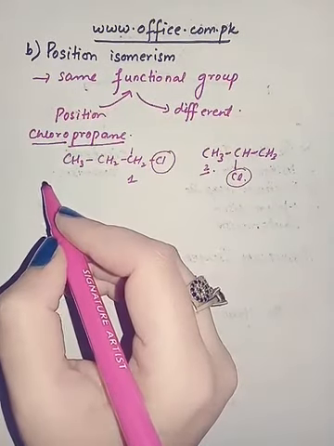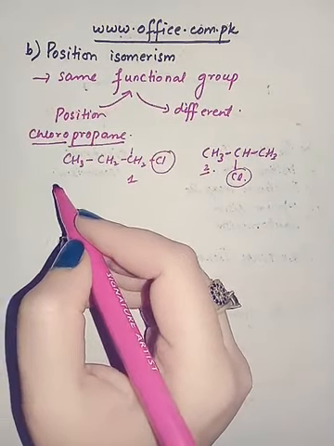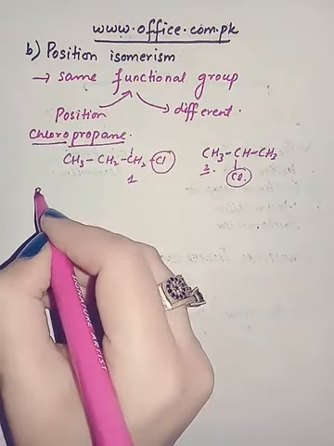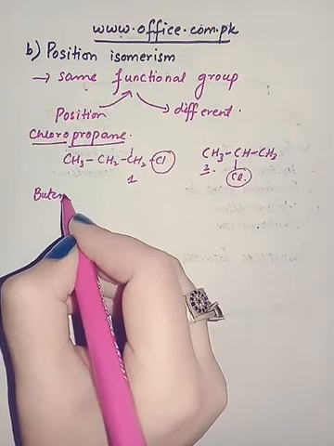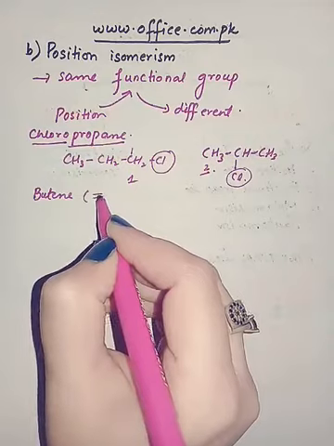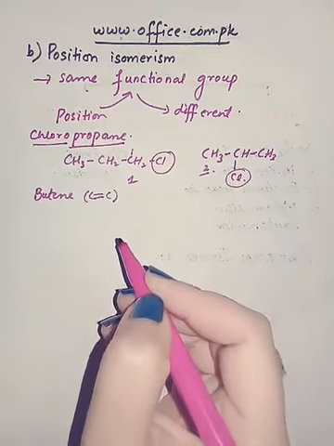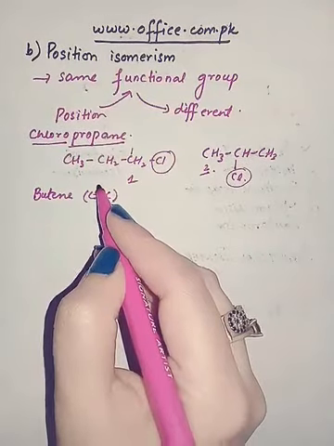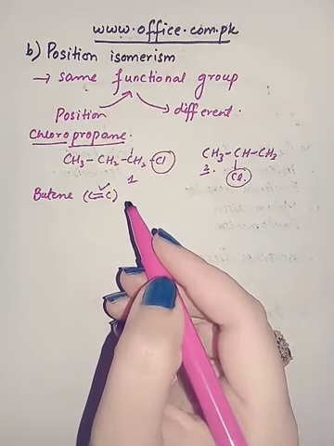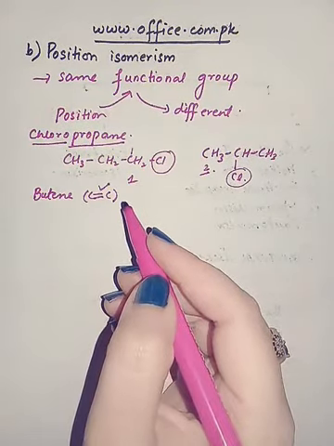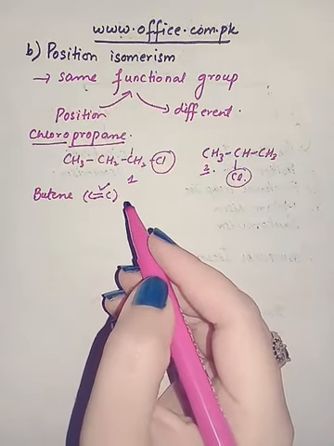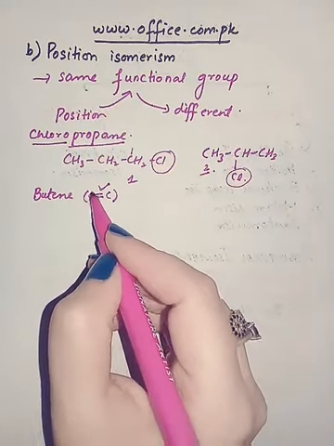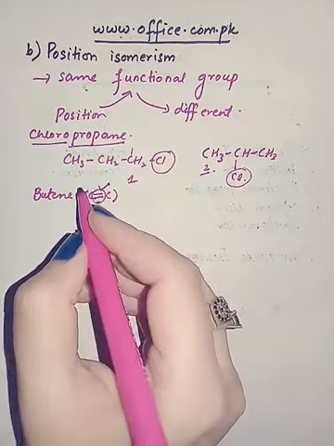The next example is of butene. Butene means it will have a carbon-carbon double bond, and these are alkenes. Now we have studied that a double bond is also included in the functional group. So the butene will have 2 positional isomers depending upon the position of this double bond. Let us draw.